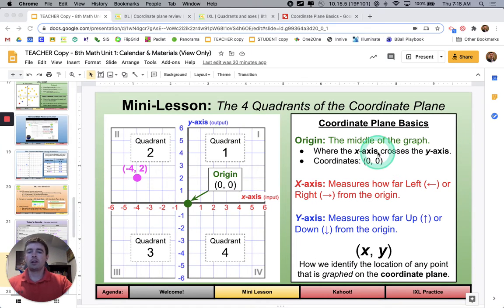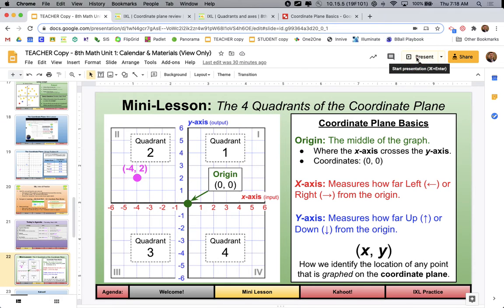Good morning, 8th graders. In this mini lesson, we're going to take a look at some more basics about the coordinate plane. Specifically, we'll talk about the 4 quadrants and how we number the coordinate plane with those quadrants. And then we're also going to show you a couple examples on the first IXL problems you're working on this week. So I'm going to put this into present mode.